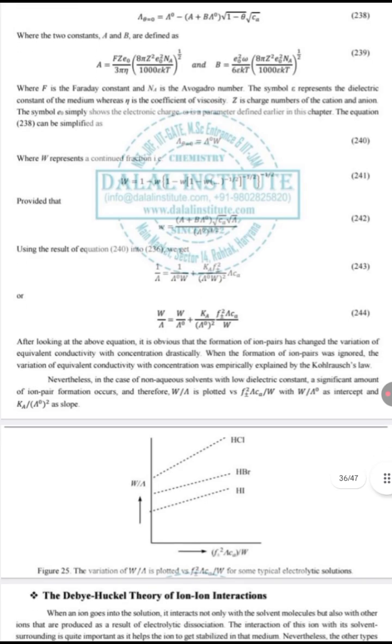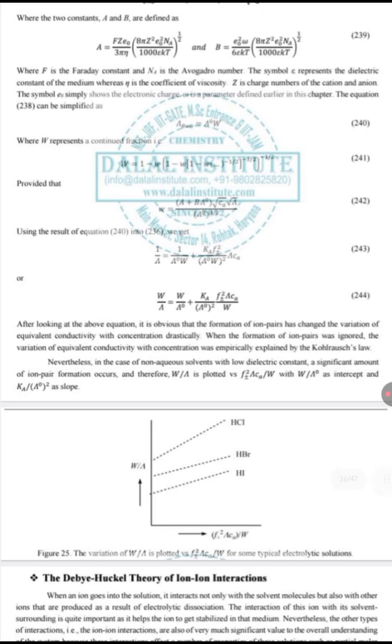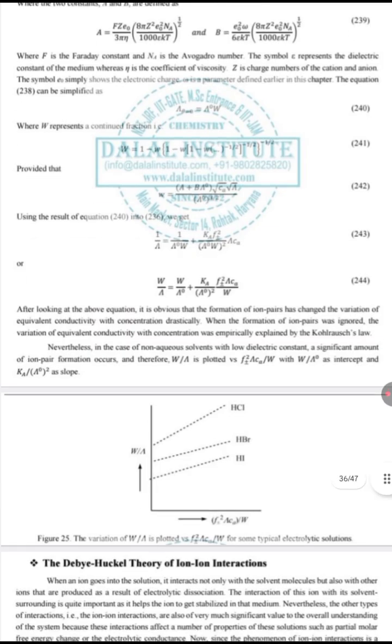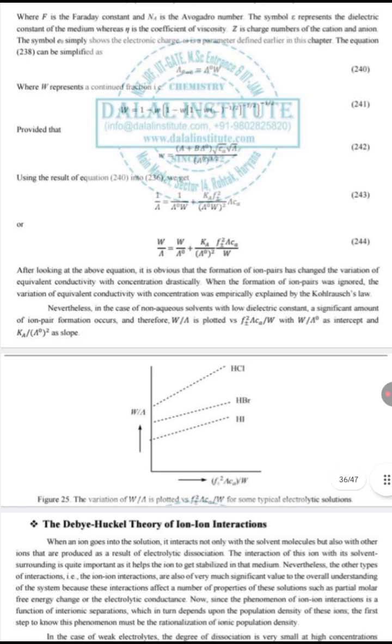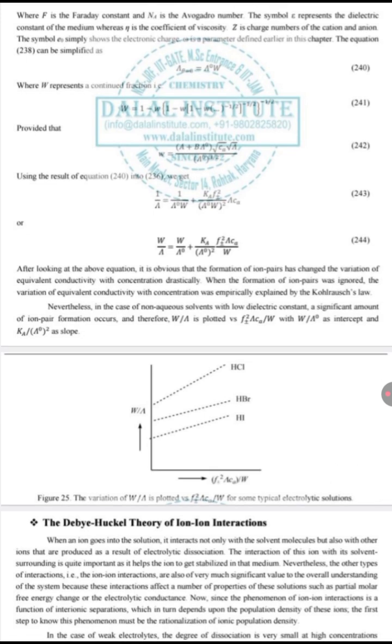That is, lambda at theta equals 0 equals lambda naught minus (a plus b into lambda naught) into under root (1 minus theta) into under root Ca, equation 238, where the two constants a and b are defined as a equals F Z e naught divided by 3 pi eta, bracket start 8 pi Z square e naught square Na divided by 1000 epsilon k T, bracket close to the power 1 by 2, and b equals e naught square into omega divided by 6 epsilon k T, bracket start 8 pi Z square e naught square Na divided by 1000 epsilon k T, bracket close to the power 1 by 2, equation 239, where F is the Faraday constant and Na is the Avogadro number.